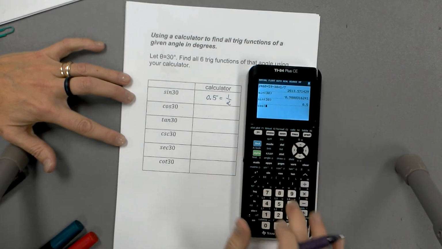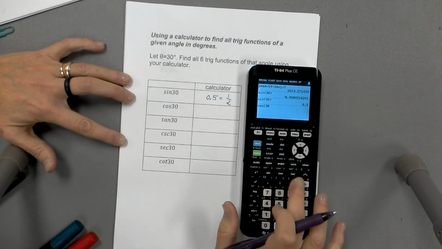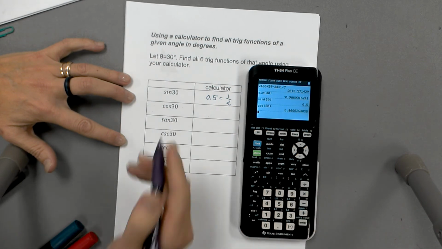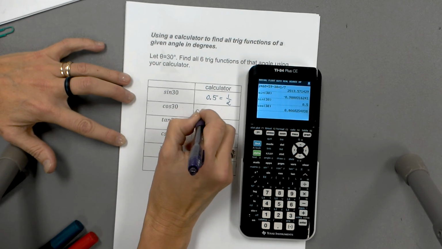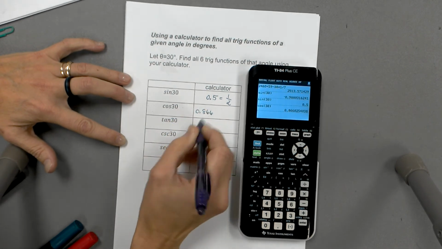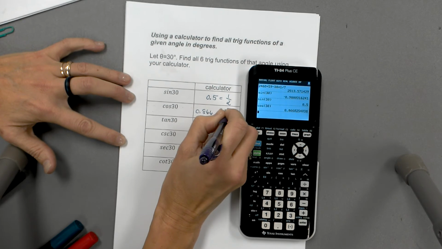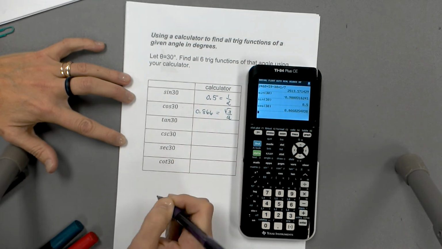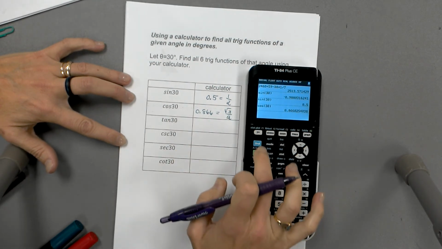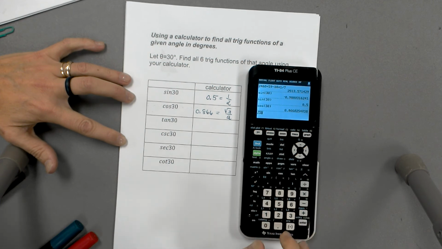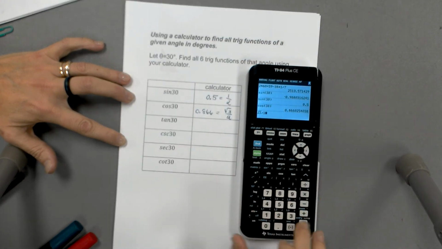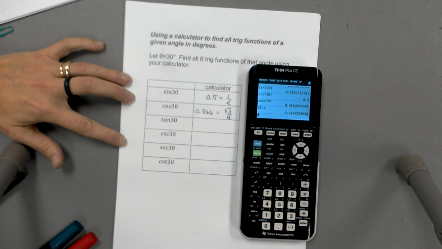Okay, so now cosine is going to work well because it is in degrees. So cosine of 30, and if I press that, I get 0.866, which you don't know this yet. That would be equal to the square root of 3 over 2, and let me just quickly show you that. Square root of 3 divided by 2, you get 0.866.